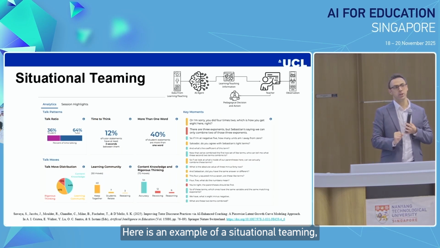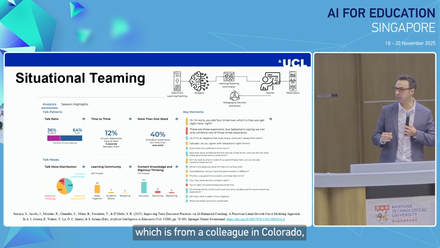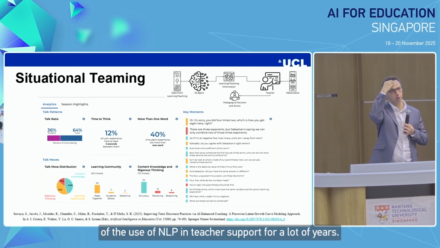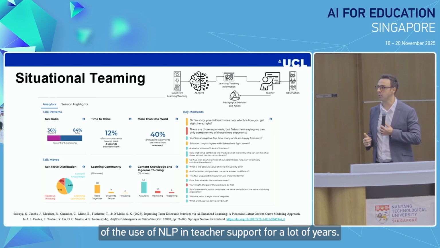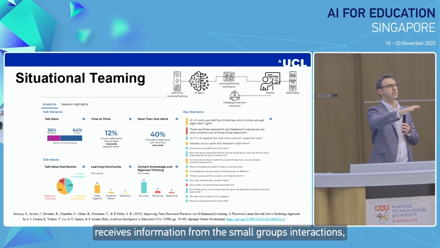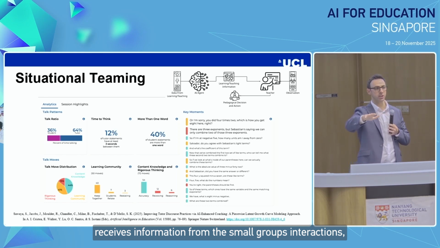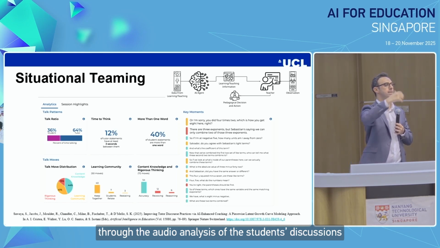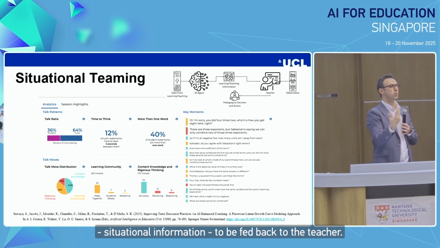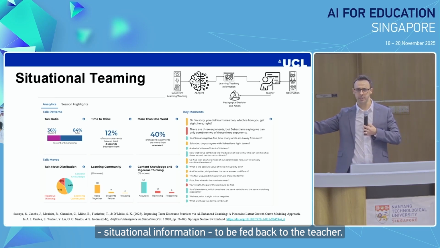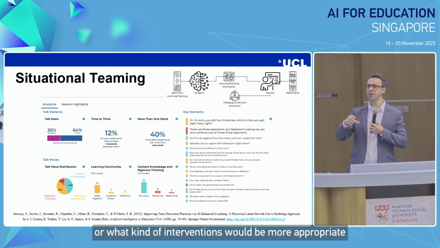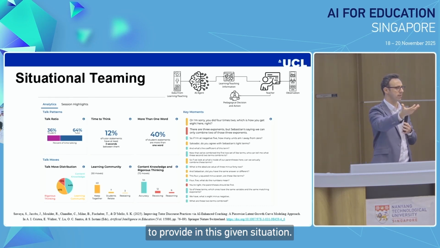Here is an example of a situational teaming, which is from a colleague in Colorado, Sidney DeMello, and his lab has been working in this area of the use of NLP in teacher support for long years. And this is one example in which the teacher receives information from the small group interactions through the audio analysis of the students' discussions, and various visualizations are created as situational information to be fed back to the teacher, and still the teacher makes a decision whether this particular interaction was good or what kind of interventions would be more appropriate to provide in this given situation.